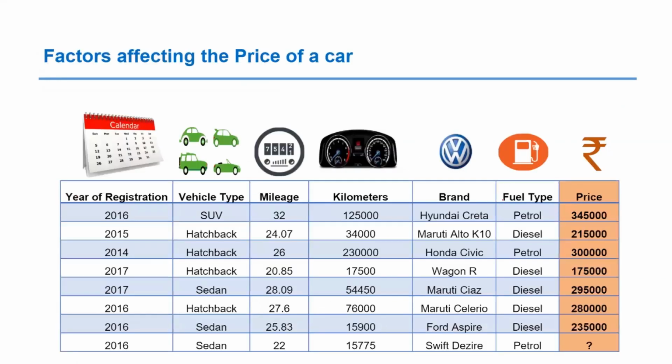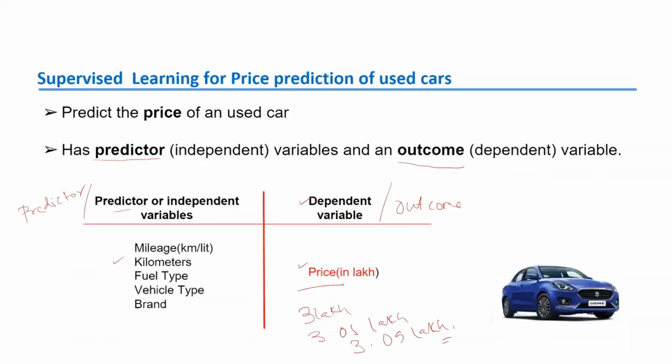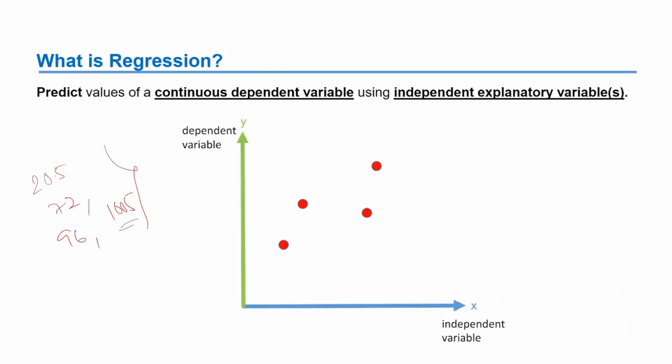See, we are able to explain about that car, whether it is Hyundai or Maruti or Honda, right? Whether it's a petrol or a diesel car, whether the mileage is 32 or 27. So we are able to explain that particular data set, or particular car, for example. So regression is used to predict values of a continuous dependent variable using independent explanatory variables.